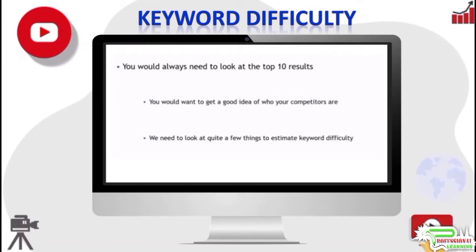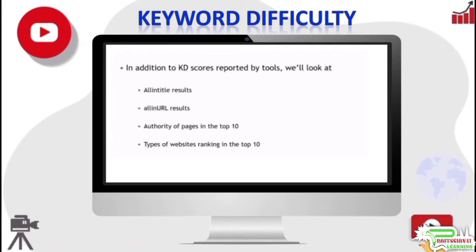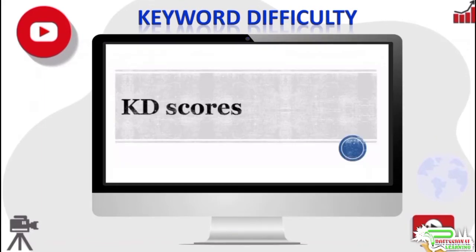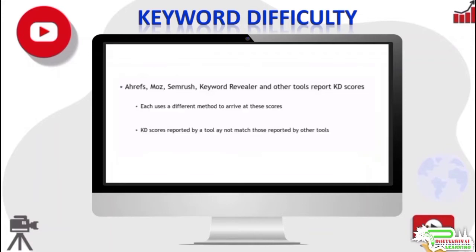We will, of course, pay a lot of attention to keyword difficulty scores reported by keyword research tools, but we will also look at the number of all in title results, all in URL results, authority of the pages that are in the top 10, types of websites that are ranking in the top 10, topical relevance of the pages in the top 10 results, and much more. We will continue to discuss our topic, keyword difficulty.